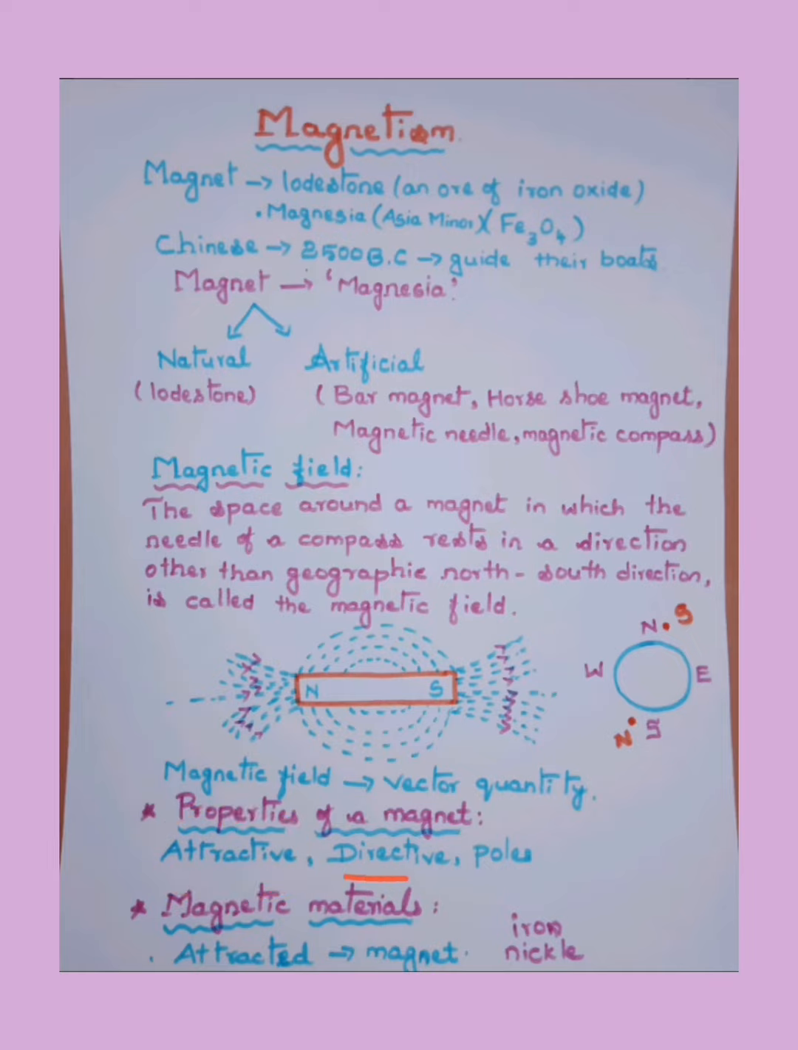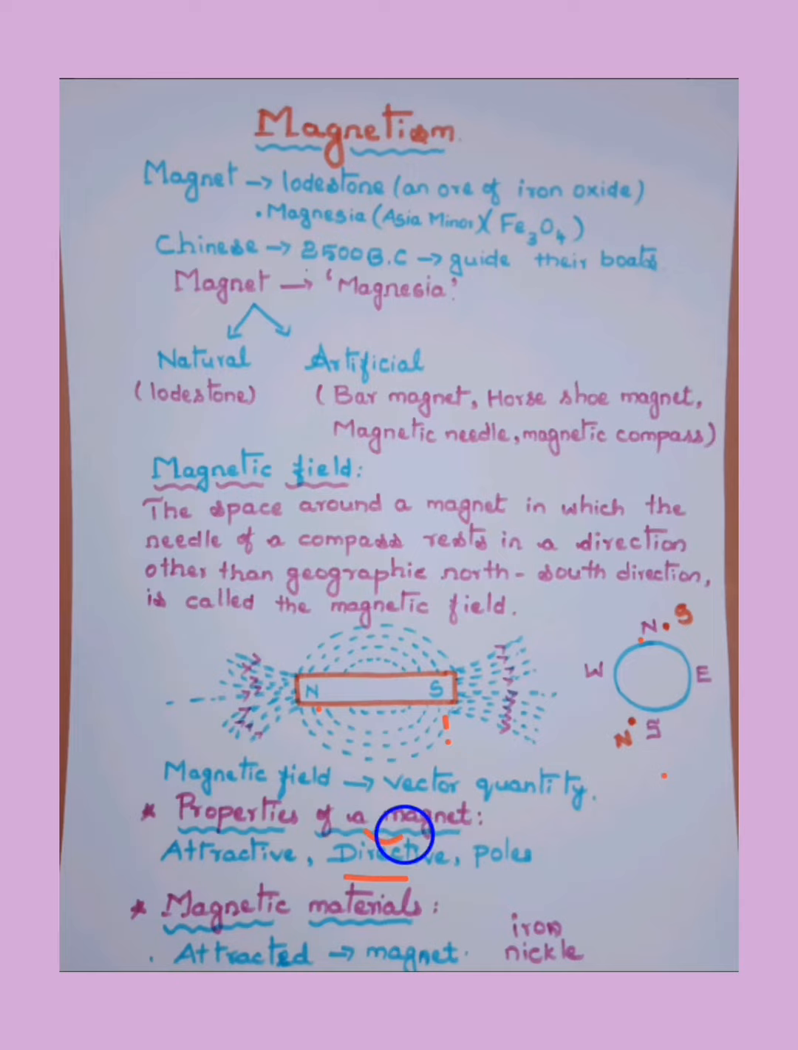Then the directive property. The directive property says that any freely suspended magnet comes to rest in the north-south direction. When we say north-south, we refer to geographical north and south, you must remember that. So a freely suspended magnet comes to rest in the north-south direction. That is what the directive property is.